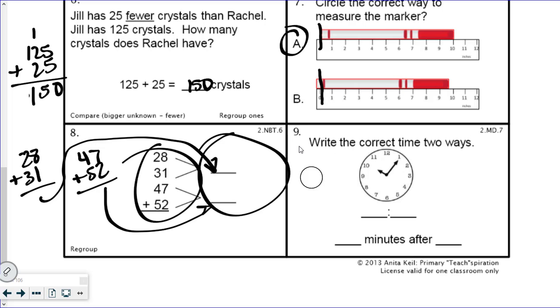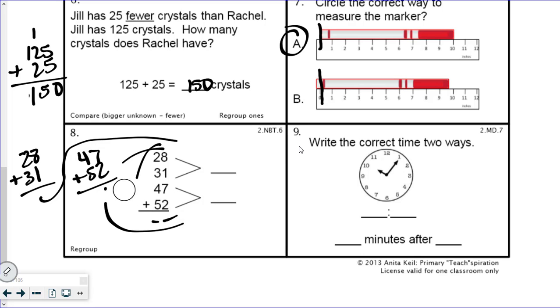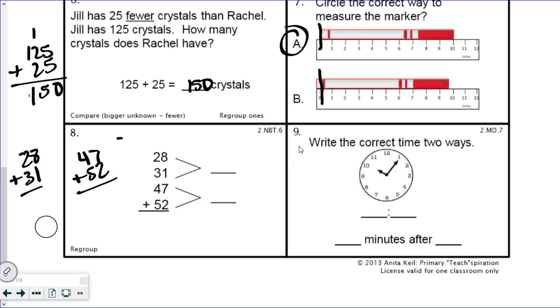Number 8, I'm going to do some erasing so I can see what I'm doing. I don't need all this stuff in my way. I already explained what you need to do with it. And I'm going to solve these. So 28 and 31, 9 and 50, so 59. And then 47 and 52, 7, 8, 9. 4 and 5 is 9, so 99.